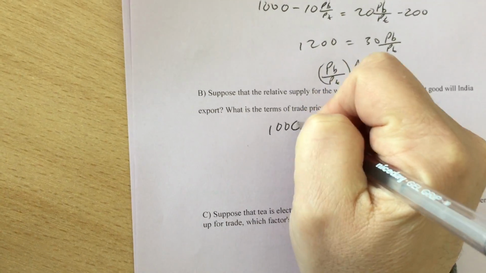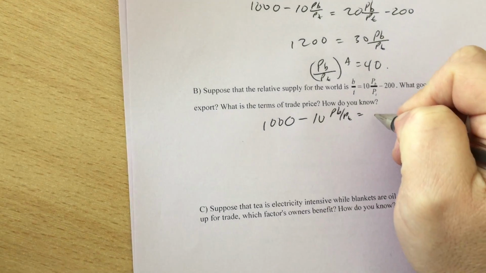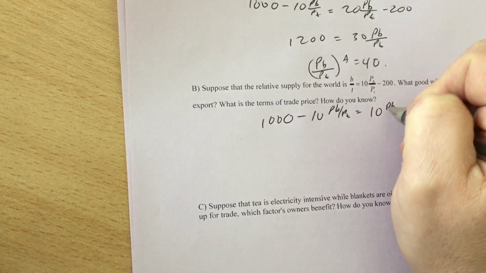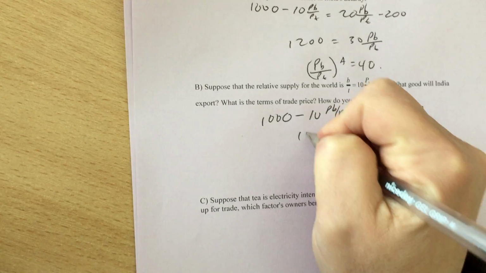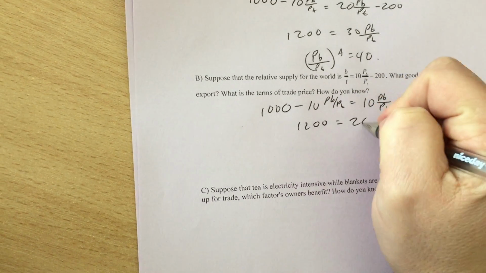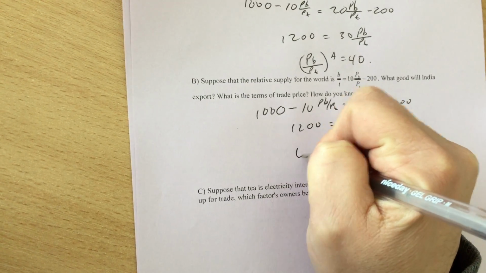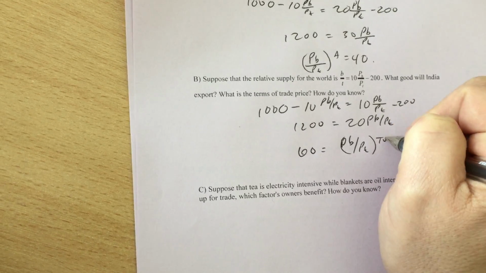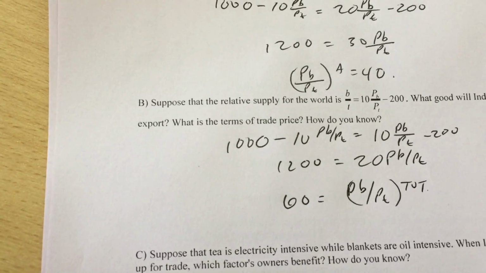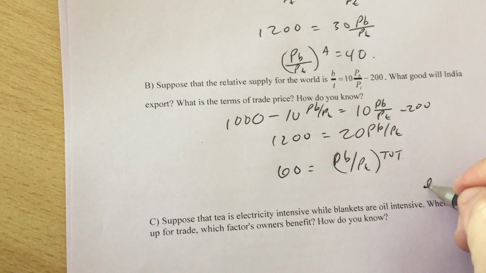So 1,000 minus 10 times the relative price of blankets is equal to the new relative supply for the world, 200. So 1,200 is equal to 20 times the relative price. So 1,200 divided by 20 is 60. That is the relative price of a blanket under the terms of trade. That is higher than it is in autarky, so India will export blankets.